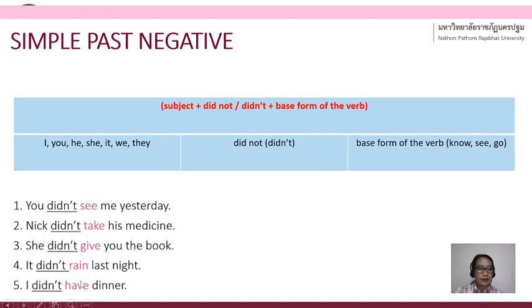Number 5 example. I didn't have dinner. Didn't have. So as you can see again, have is not changed. So see, take, give, rain, and have. It did not what? Change its spelling because it's the base form of the verb. So that's what you're going to take note of.